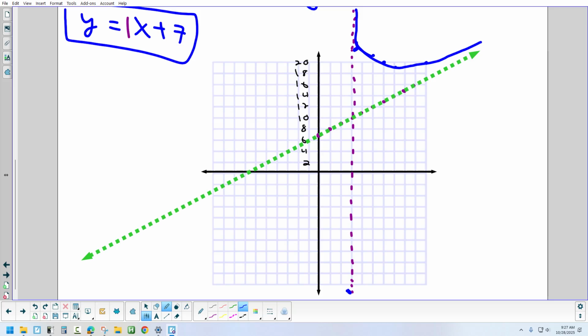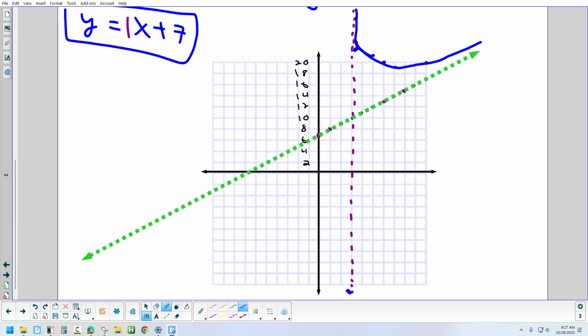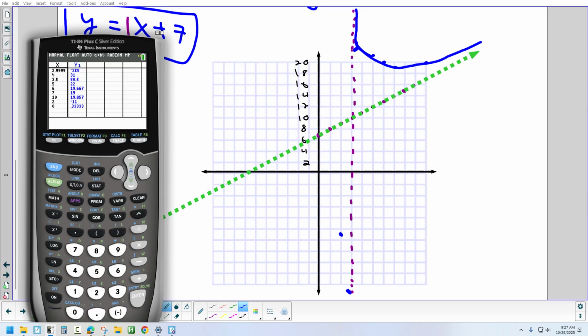Oh, Marcelo? 2. Yeah, I think 2 is going to be a good one. We should have enough room. 2, negative 11. So 2, we're right here, and then negative 11. 2, 4, 6, 8, 10, 11. Good. Another good one would probably be 0.